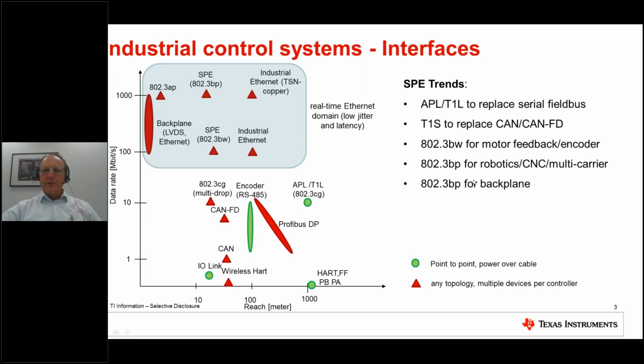So these are very interesting use cases we see from customers of single pair Ethernet, going to all data rates and distances. So very excited about it. Also from a topology point of view, some have point to point with power on the backplane. You can also do a line topology. In some areas you have ring topologies with redundancy.